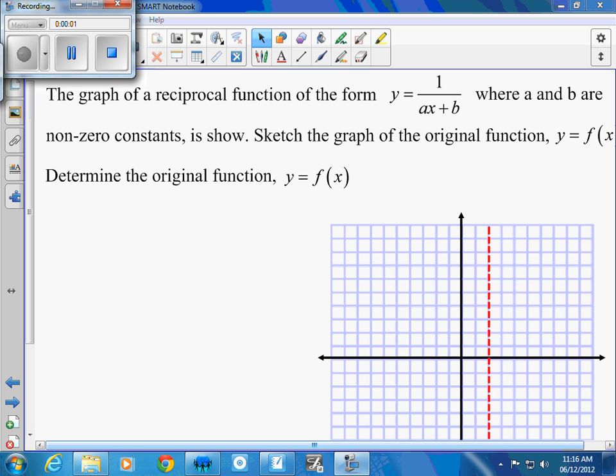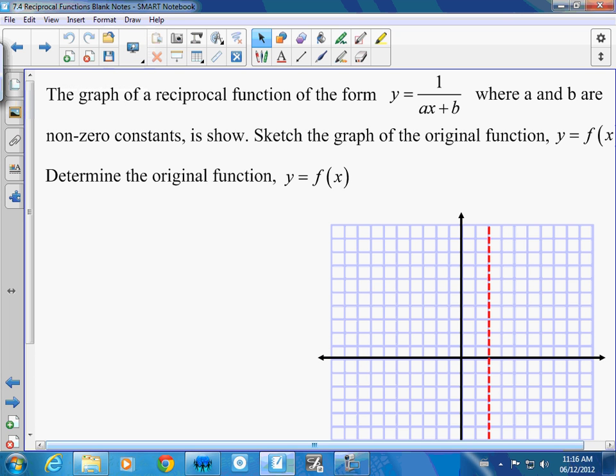Okay, this is a continuation from yesterday where we learned to graph reciprocal functions. This is the one we didn't get to. What this involves is I'm going to give you a graph, and we have to work backwards and find the equation. So let's look at this for a second.